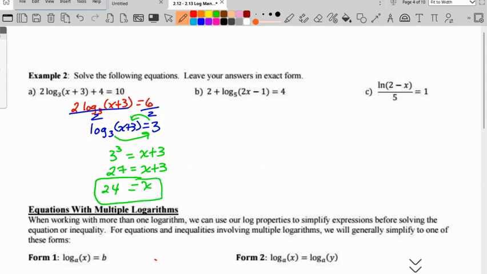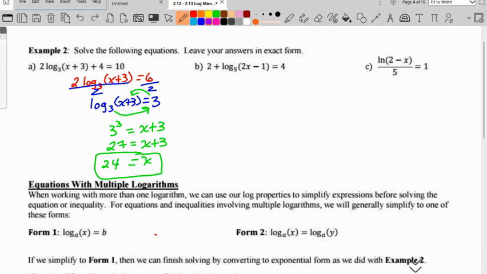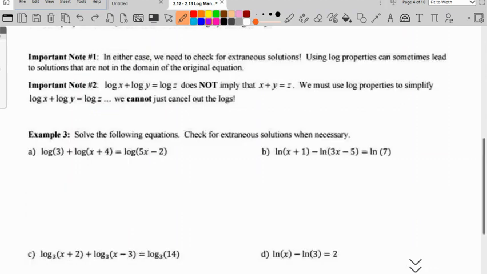Follow-up questions on that one? Okay, let's try a couple more just real quickly. Let's do C. So we'll skip B, but it's a good problem, and if you want to go back, it's in your notes, you can do it. Let's try C. So we want to get that expression by itself. Okay, so the first thing we want to do is multiply both sides by 5. That's right, to clear that denominator.